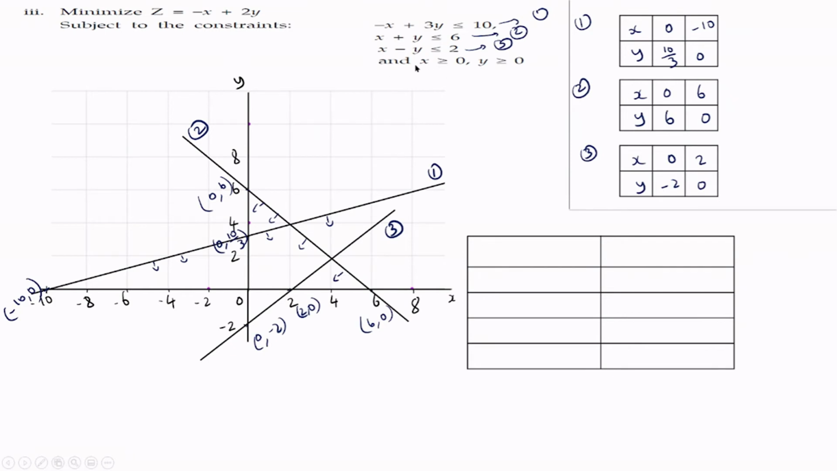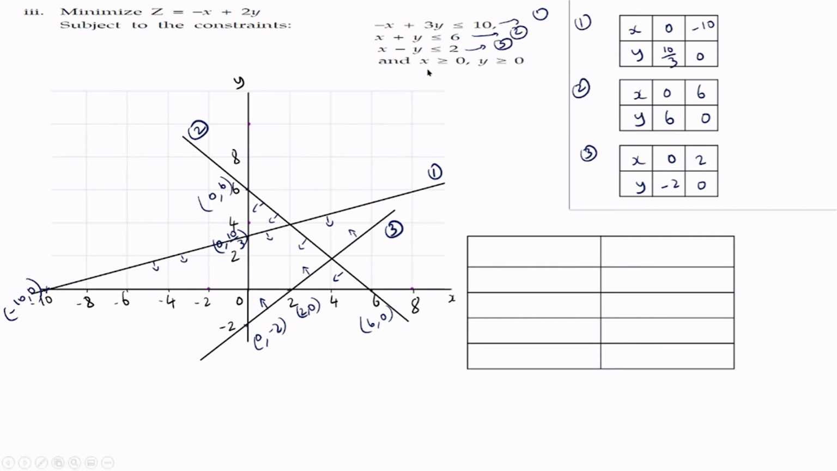And then we have the next one, x minus y less than or equal to 2. Again the origin (0, 0) lies in it, because 0 is less than 2. So this origin lies in this inequality. So the region corresponding to x minus y less than or equal to 2 is this part.